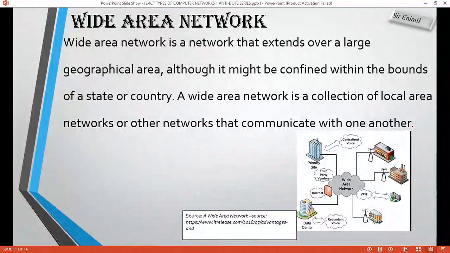Now, there is a wireless metropolitan area network. There is a wireless wide area network, and then the wireless local area network. All these are types of network. But the main ones that you will always come across are the wide area network, the local area network, the metropolitan area network, and then the personal area network.